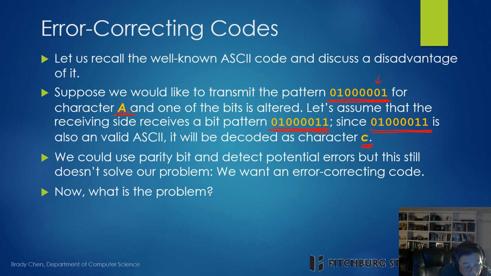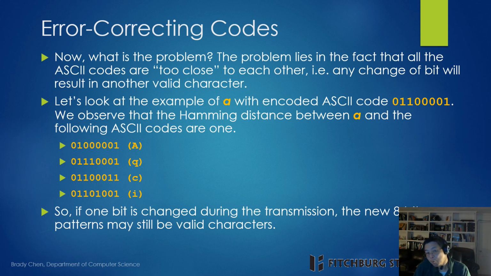Now, we can use a parity bit to detect the potential errors, but this still doesn't solve our problem, right? We want an error correcting code. So let's check what the problem is. The problem with the ASCII code is that all the ASCII codes are too close to each other in terms of Hamming distance. That means any change of a bit will result in another valid character.